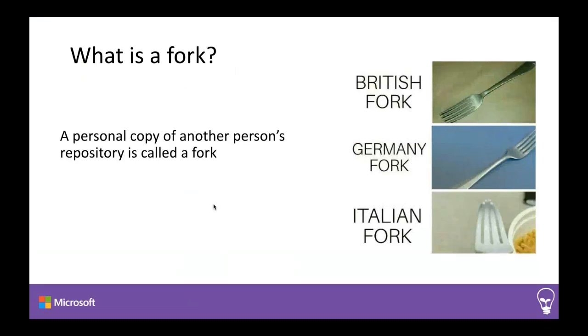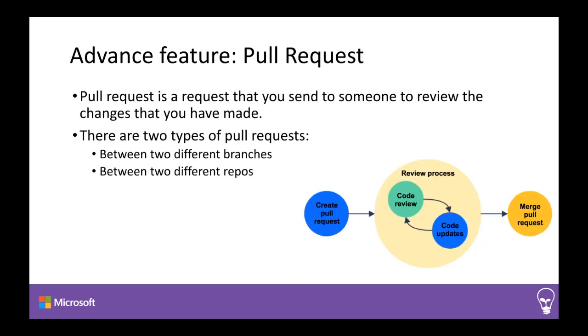That is a fork. So that was all for the basics of GitHub. Now let's look at an advanced feature that is known as pull request. A pull request is just a request that you send to someone to review the changes that you have made. There are two types of pull requests, between two different branches and between two different repos. Let's talk about the one that is between two different repos.